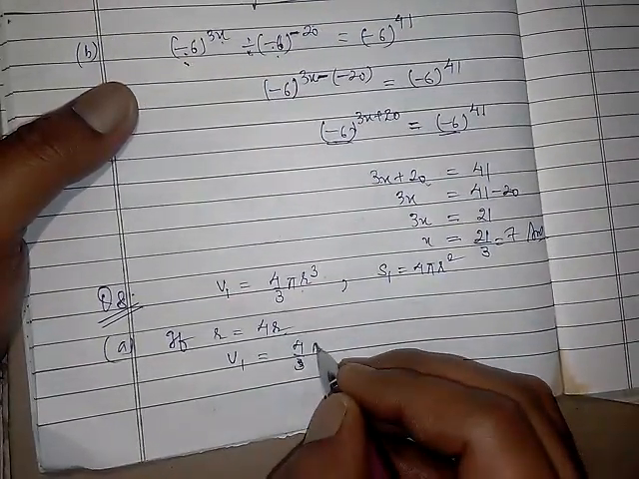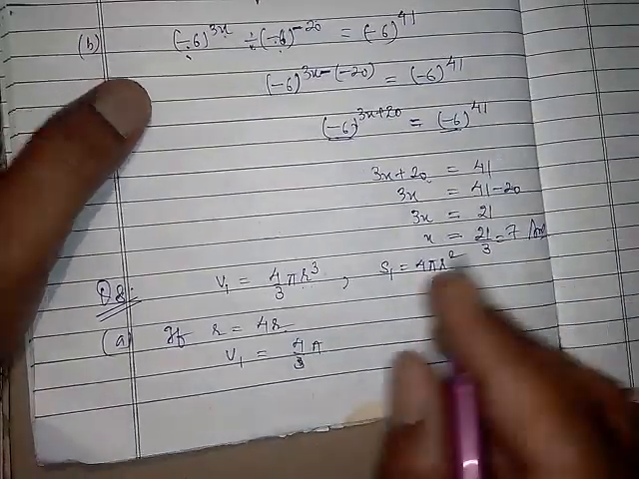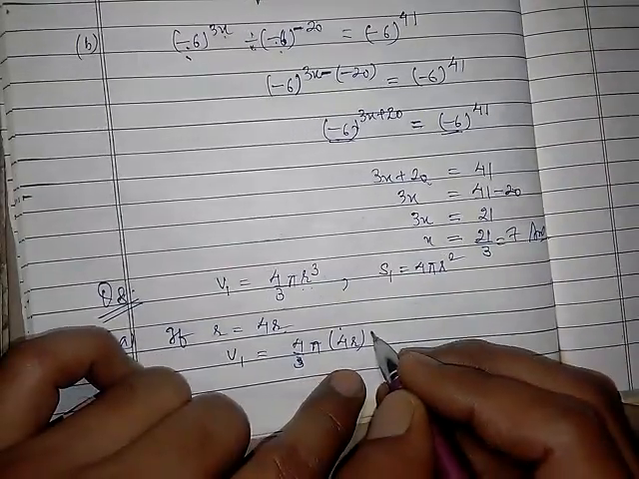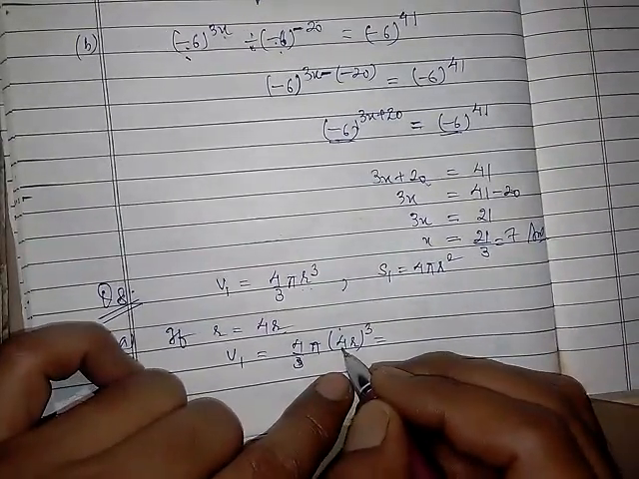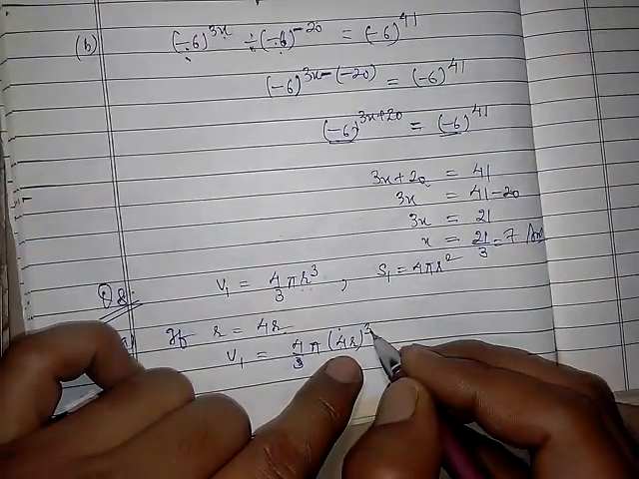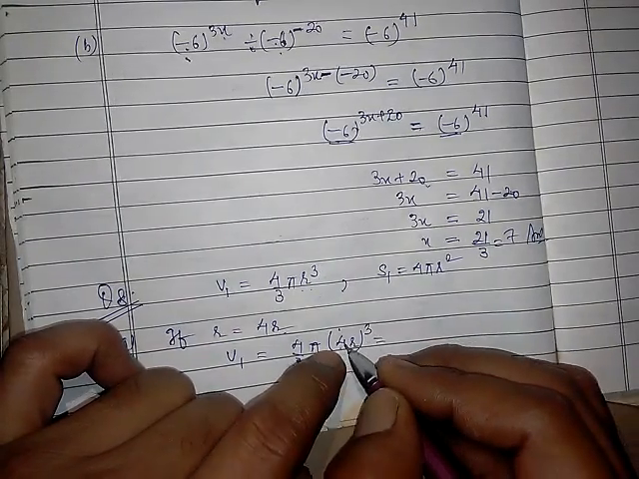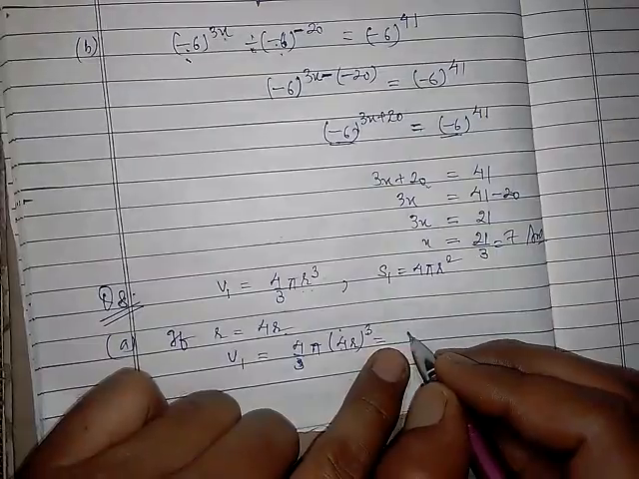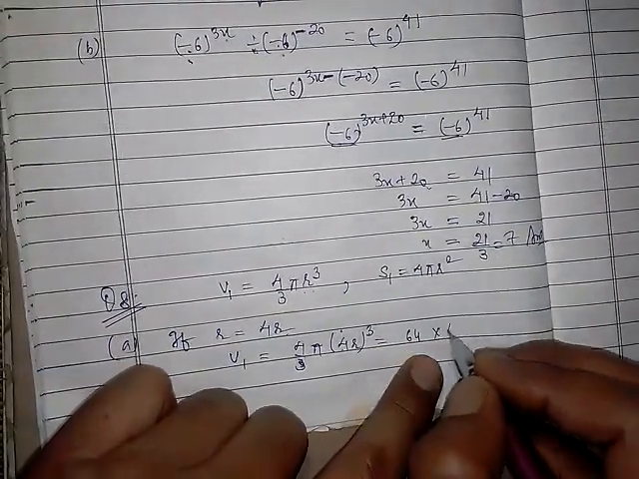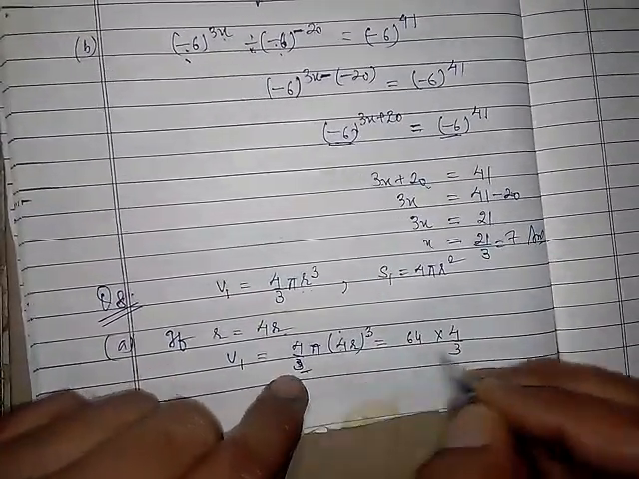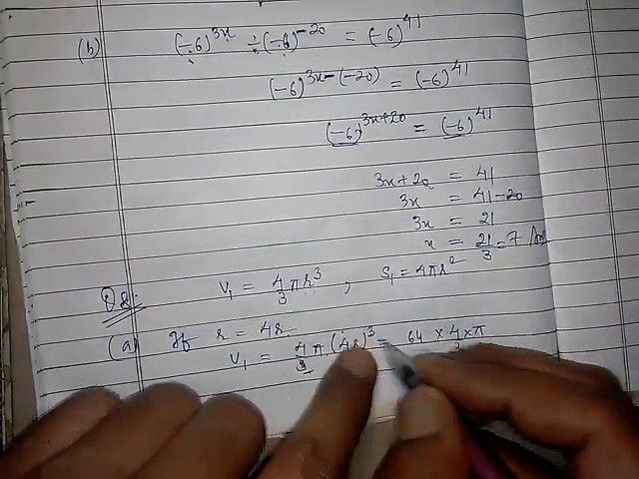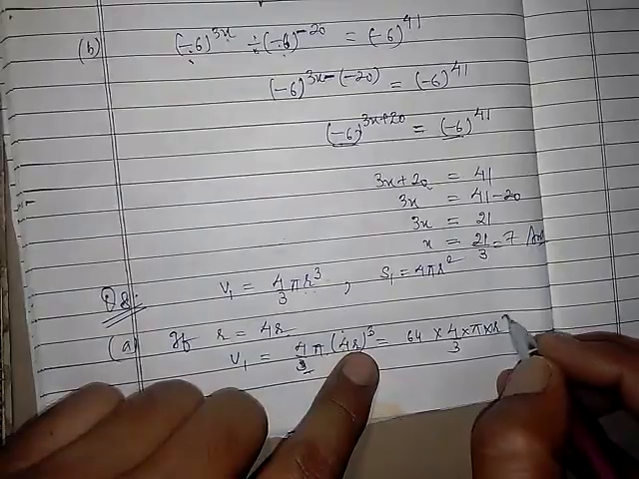4 upon 3 pi. Now, how much is r this time? This time the radius is 4 times. So you need to multiply 4 into 3. Not 4 into 3, sorry. 4 will be multiplied 3 times. So how much will you get here? 64. I am writing like this: 4 upon 3 as it is, pi as it is, r raised to the power 3 as it is.